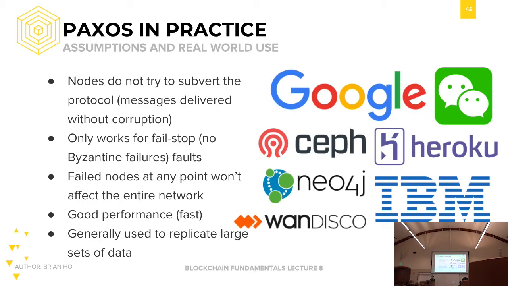But in the real world, it's used to replicate large sets of data. It's used in these companies that I've listed here. Google has an implementation of Paxos for different data stores. IBM uses it, Heroku. Even WeChat uses it. They have an implementation written for it on GitHub, actually.